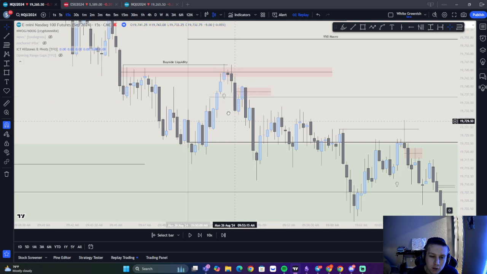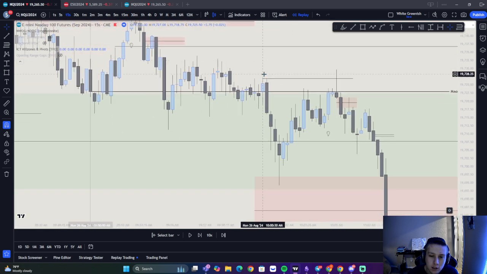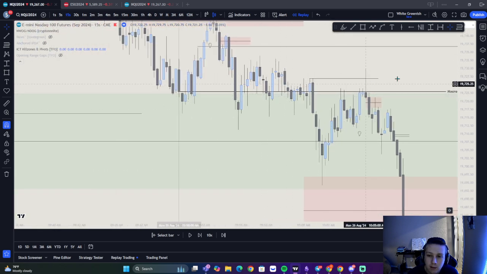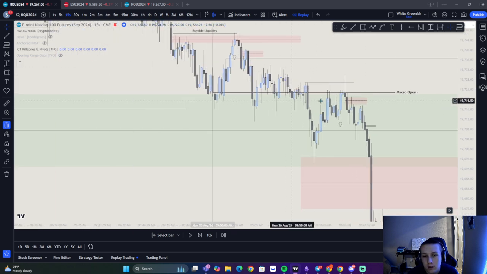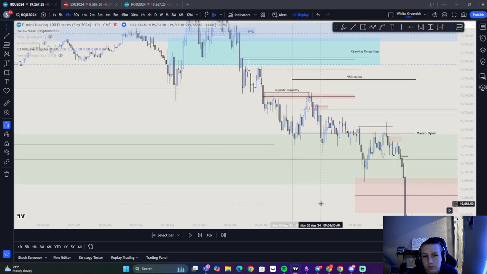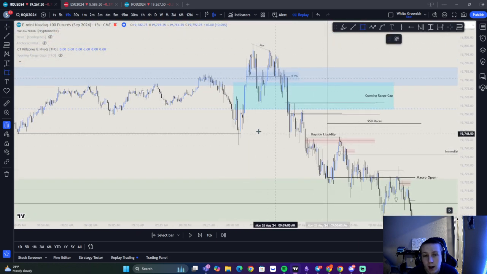This is a 5-second 2022 model. Accumulation. We drop lower, and then we have a stop hunt. What is this? Stop hunt, shift to market structure, fair value gap, SIBI right there. All this is happening within the macro. We've already had manipulation up here. We've had a balanced price range.